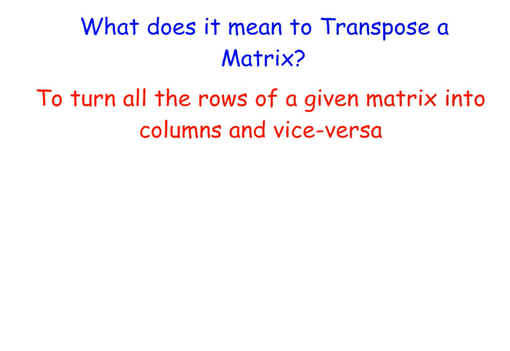So what does it mean to transpose a matrix? Well, all it means is we turn all of the rows of a given matrix into the columns and vice versa. So for example, if I have a 4 by 2 matrix, transposing it changes it to a 2 by 4 matrix. All it does is switch the rows and columns, and it's going to be very useful when we get to multiplying.